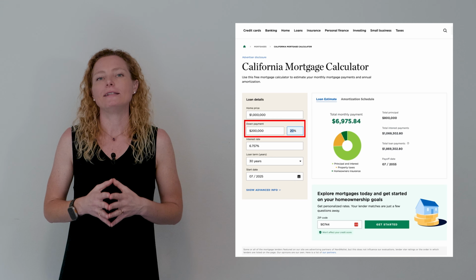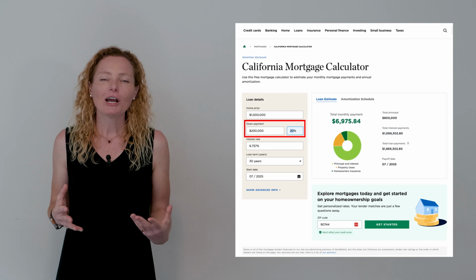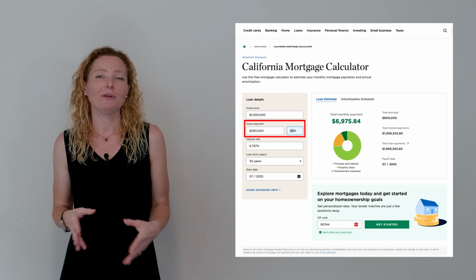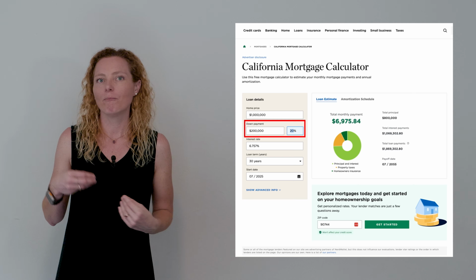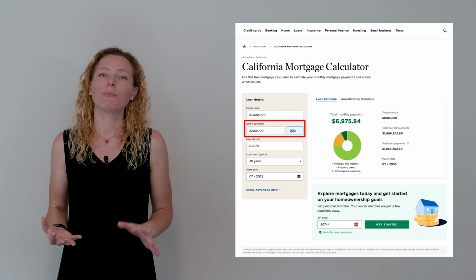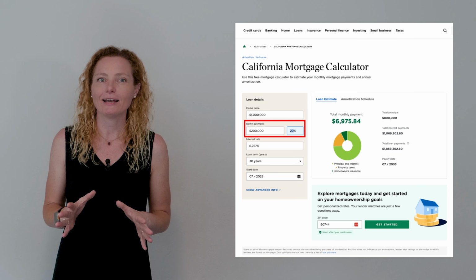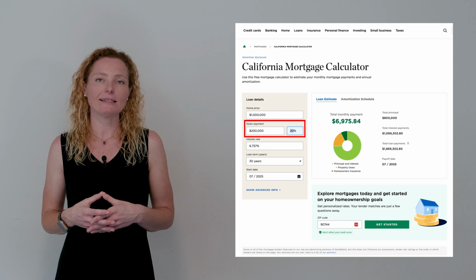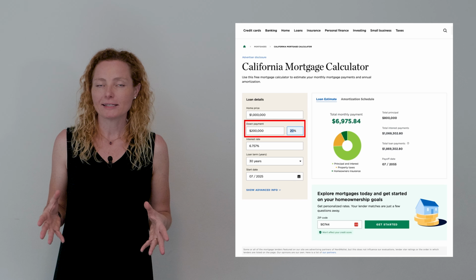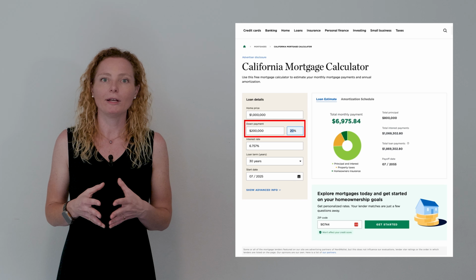Now, one note on down payments. There is a very common myth out there that you need at least 20% down to buy a house. I'm here to tell you that that is simply untrue. There are many loan programs out there that require 3% down, 1% down, and there's even a couple of programs that are okay with 0% down. So don't be discouraged if you don't have $200,000, because 3% is enough in many cases. So let's go with that for our example today. We'll put in 3%, which is $30,000 for your down payment.